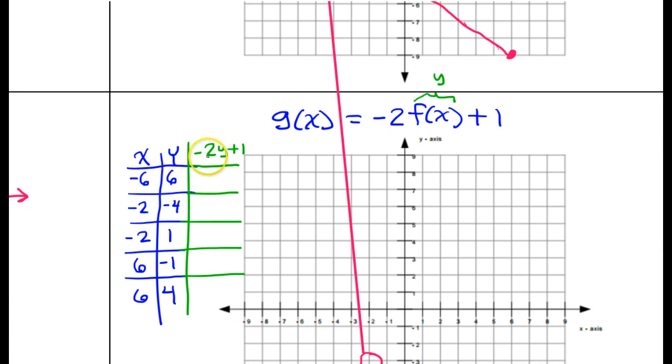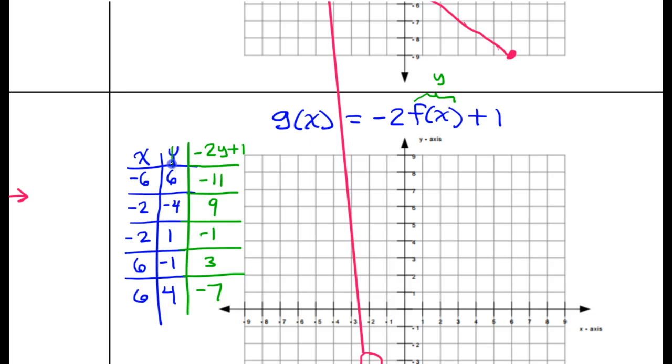So for example, -2 times 6, that's -12, plus 1 is -11. -2 times -4, that's 8, plus 1 is 9. -2 times 1 is -2, plus 1 is -1. -2 times -1 is +2, plus 1 is 3. -2 times 4 is -8, plus 1 is -7. So these are the new y values.